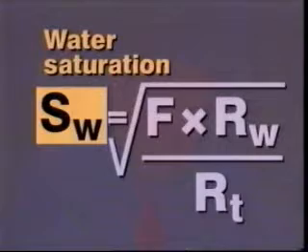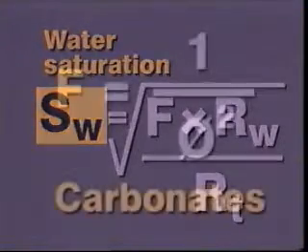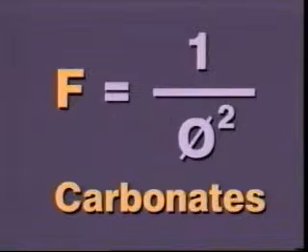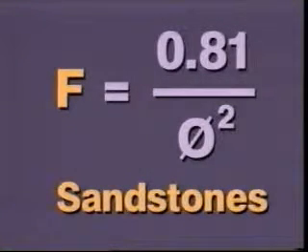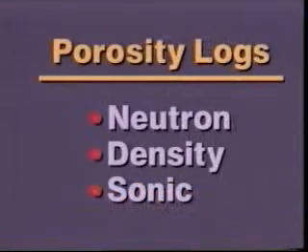Now let's see what we need to know to solve the Archie equation. First of all, we need to determine the formation factor F. Since F is directly related to porosity, a common method for finding F is to apply the two formulas we saw previously: F equals 1 over porosity squared for carbonates, and F equals 0.81 over porosity squared for sandstones. We recall that porosity can be determined from one or a combination of two porosity logs: neutron, density, or sonic.